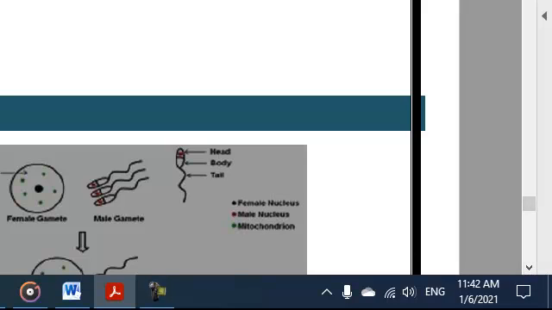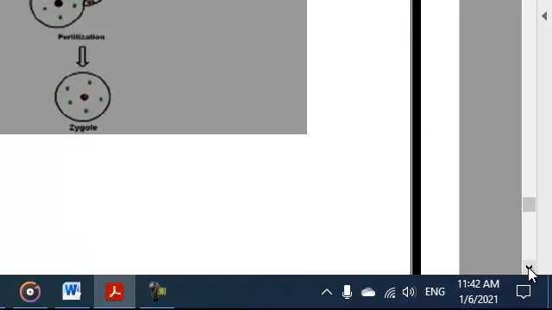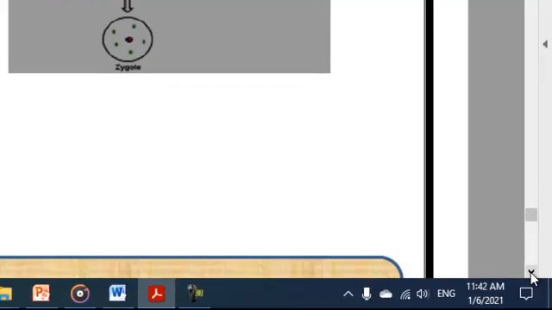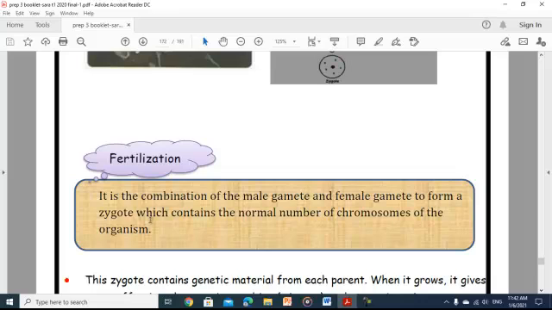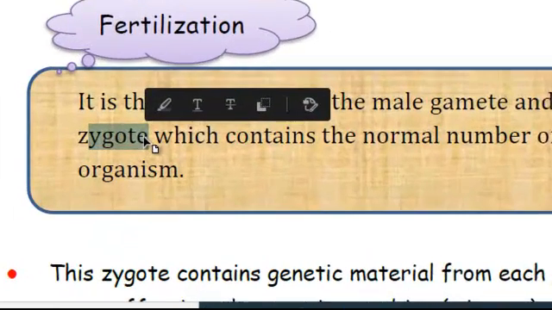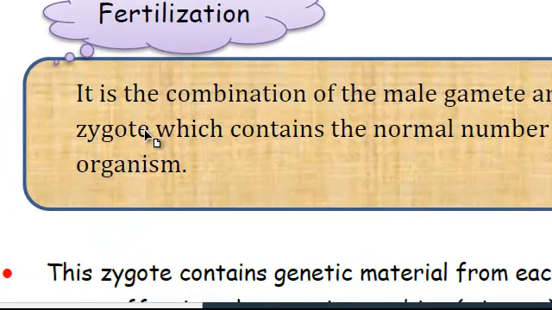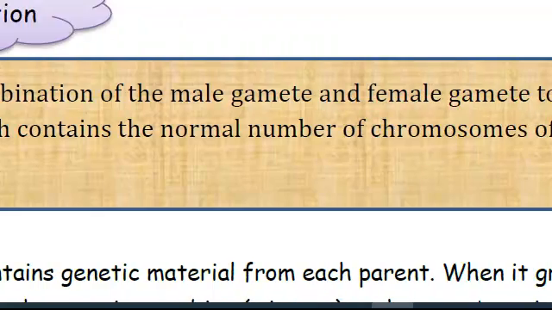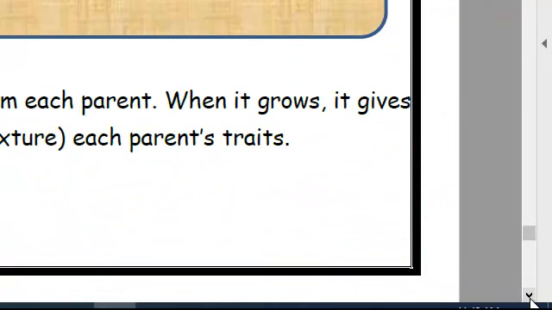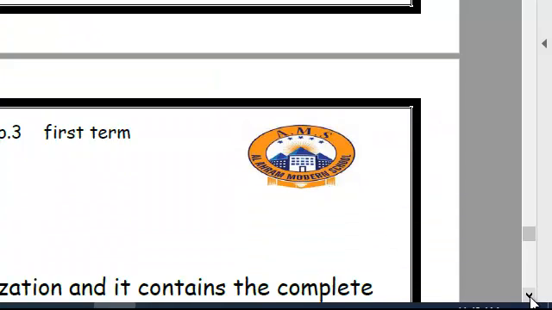The second step, now each one produces gametes. What is the second step? The second step, fertilization. Fertilization means the combination of male and female gametes together. When you look at the definition of fertilization, it is the combination of male gametes and female gametes to form what? To form zygote. Zygote or fertilized egg. This one contains 2N, the whole number of chromosomes, the normal number of chromosomes, 2N. This zygote grows more and more to produce the embryo. This embryo grows more and more to produce the baby.